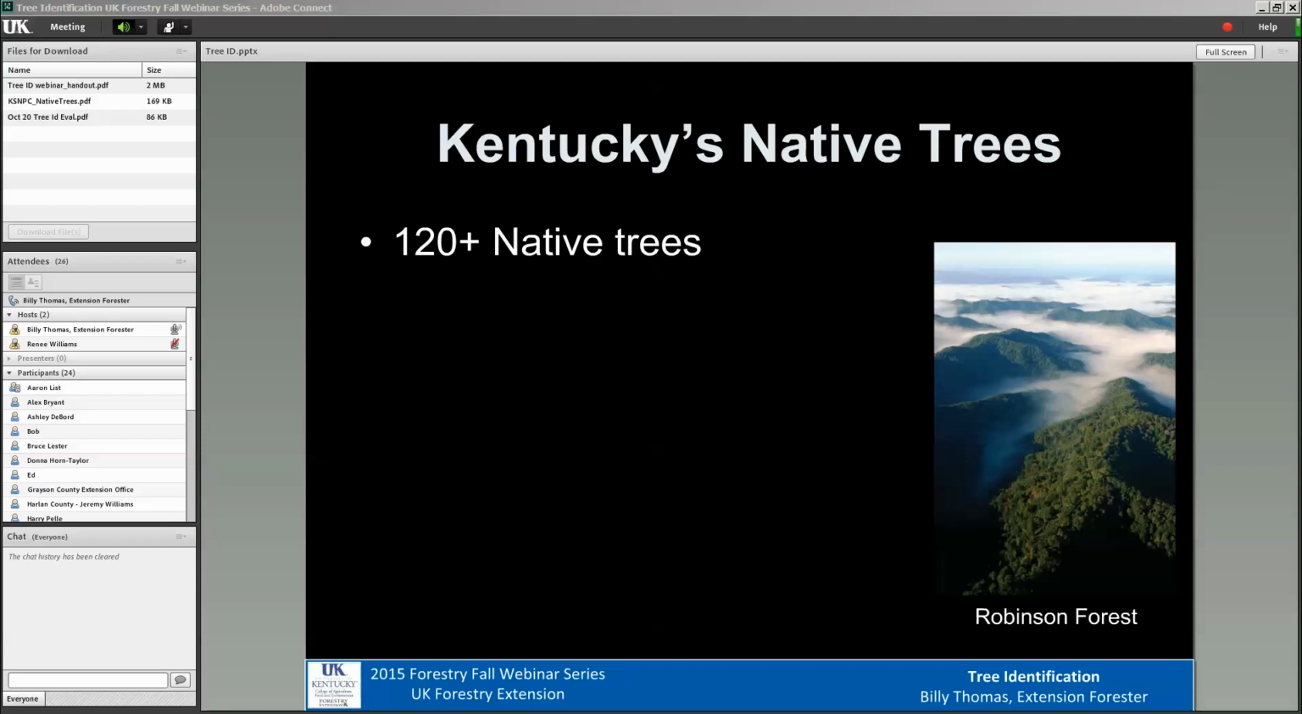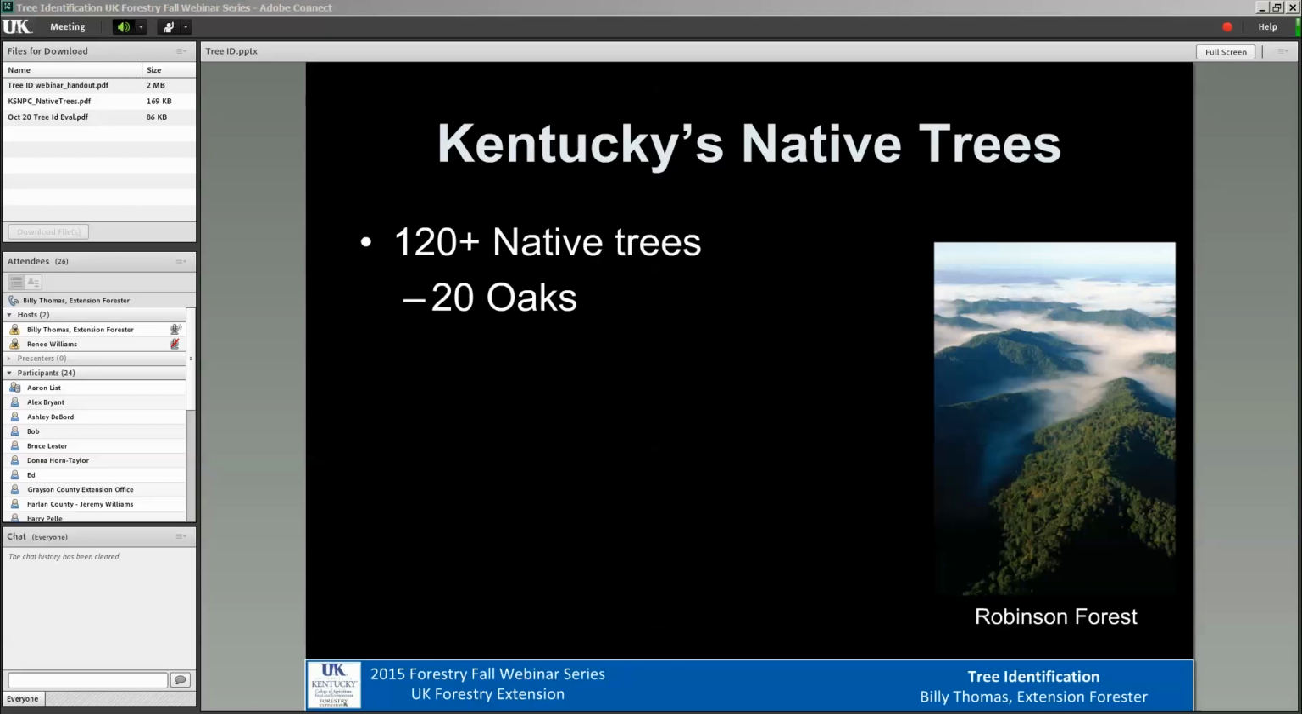So we're going to try to help you work through that. But with that diversity of over 100 tree species, there are some groups that we have a lot well represented. One is our oaks. We have 20 different species of oaks in Kentucky, and while they all have acorns, they all have unique differences as well.